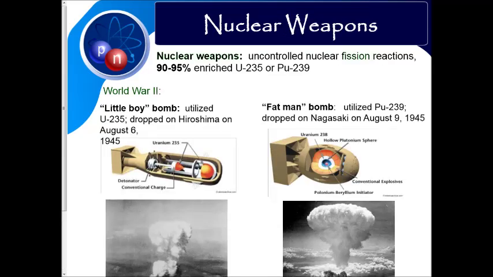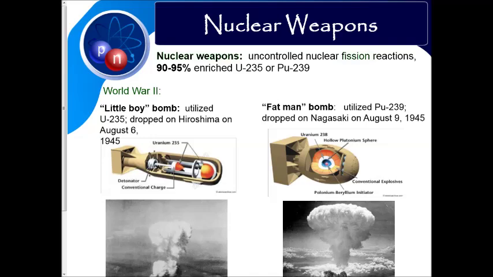Now, the other thing we use fission for. Fission is great in nuclear reactors, but we also harnessed fission in uncontrolled reactions to use in weapons. The very first one was called the Little Boy bomb in World War II. It used uranium-235, and it was dropped on Hiroshima on August 6, 1945.